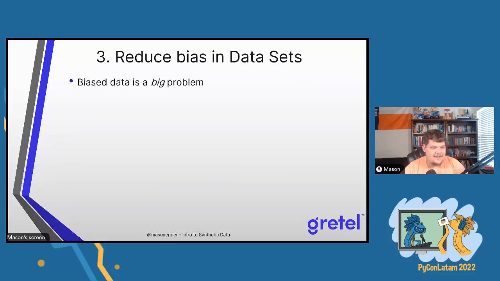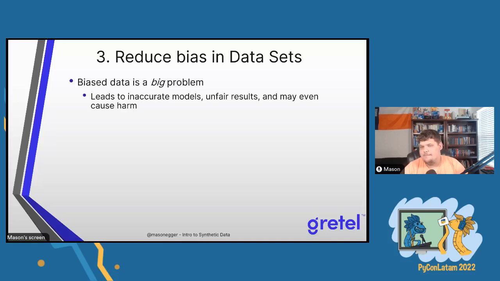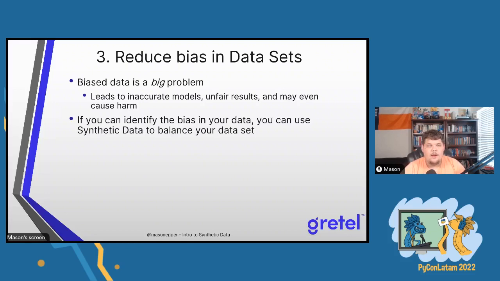So biased data is a pretty big problem. In the best case scenarios, it leads to inaccurate models and unfair results. In the worst case scenarios, it's actively causing harm to people. And as software engineers, we don't want to cause people harm with the decisions that we have to make. So being able to reduce bias in data sets with synthetic data is, in my opinion, a groundbreaking thing that you can do.